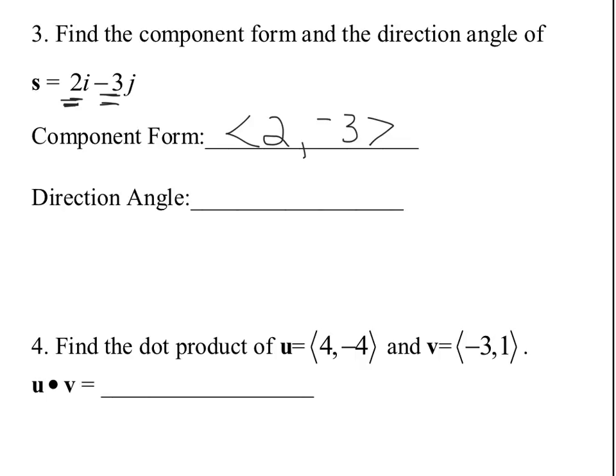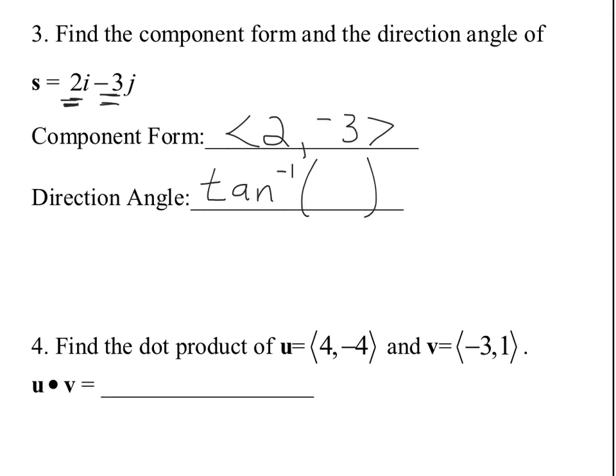Okay, the next thing we're going to do is find the direction angle, and since we have an x side and a y side, we're going to use tangent inverse to find our angle. So we know that the tangent of the angle is going to be the y value over the x value, or opposite over adjacent. And since the -3 is the opposite side of my angle and 2 is the adjacent side, I'm just going to use tangent inverse, and then I'm going to put in my ratio.